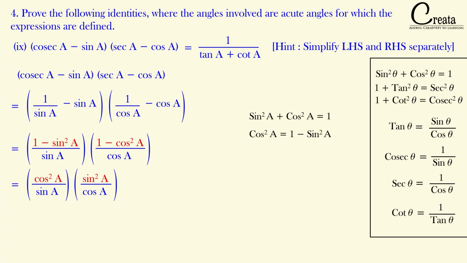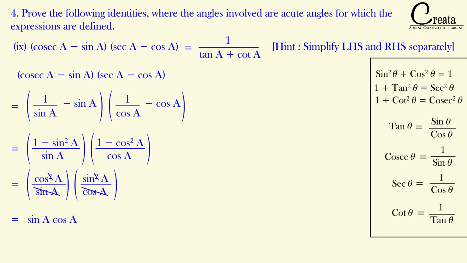We got cos square A as 1 minus sin square A and sin square A as 1 minus cos square A. A simple mathematics we have applied. Further, here one sin and one sin will cancel out and one cos and one cos will cancel out. We got our answer or the expression as sin A into cos A. We have solved the left hand side. We got sin A into cos A. Let's also solve the right hand side and we will try to get the same expression, which is sin A into cos A.